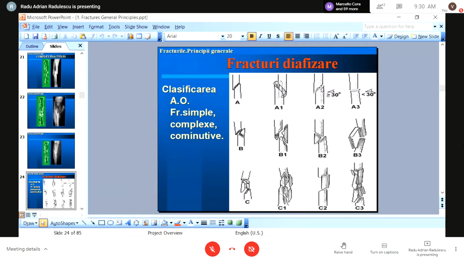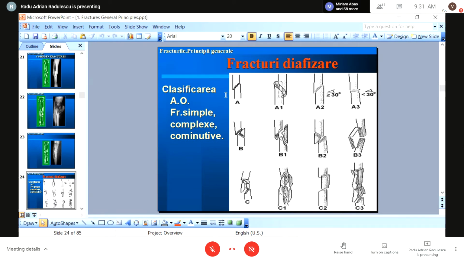Type A, like you can see here on the first row, we can see that all these fractures are A type. A type meaning that we have a simple fracture, so a fracture with two fragments. Type B, the second row, are the fractures with three fragments. And finally, type C are the fractures with more than three fragments, in fact, what we used to call the comminuted fractures.